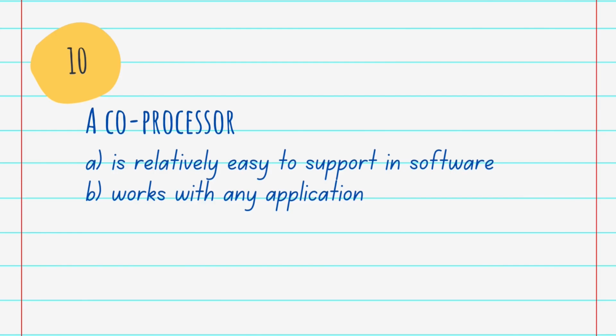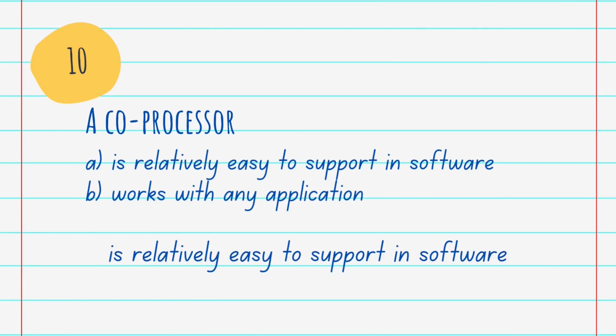Remember this. The next question is, a coprocessor: A, is relatively easy to support in software; B, works with any application. And the answer is A. A coprocessor is relatively easy to support in software. A coprocessor is a special set of circuits in a microprocessor chip that is designed to manipulate numbers or perform some other specialized function more quickly than the basic microprocessor.